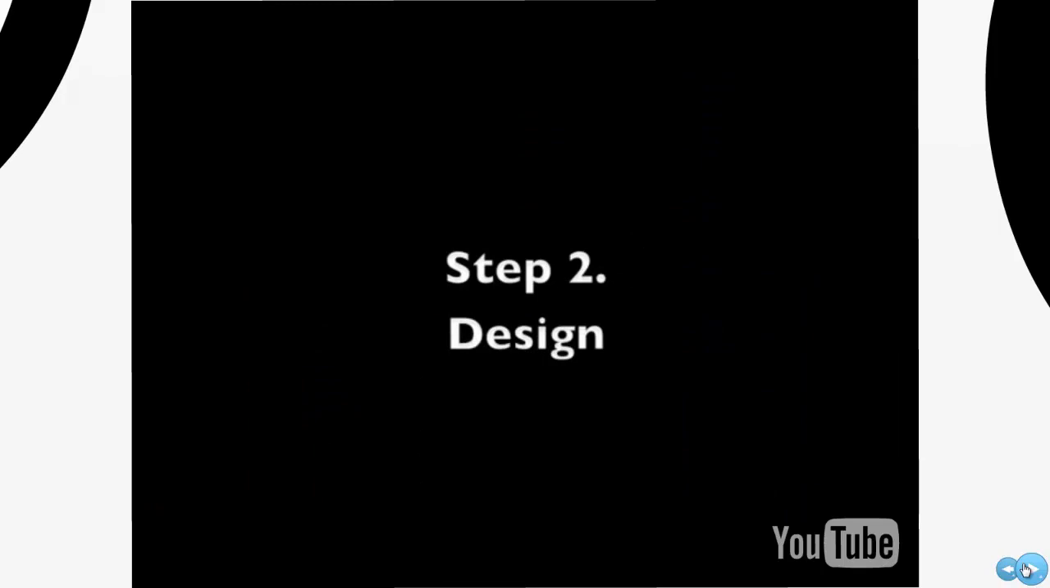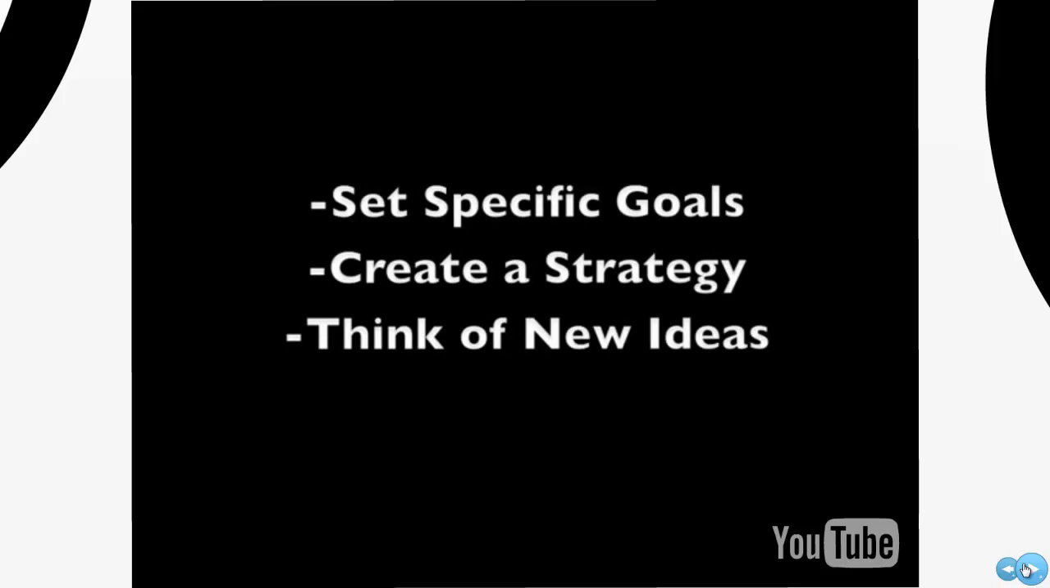Design is the second step of the ADDIE model. During the design phase, you set specific goals and create a strategy for accomplishing them. You also think of new ideas. With the help of a friend, Eugene is figuring out a strategy and trying out new ideas.